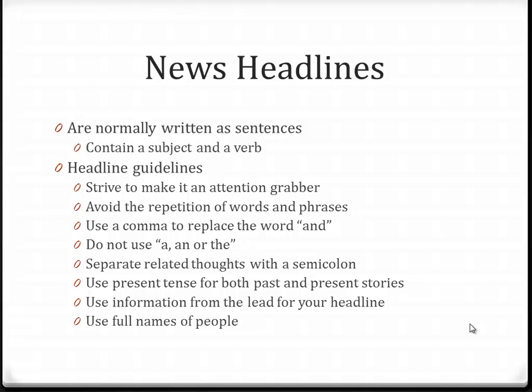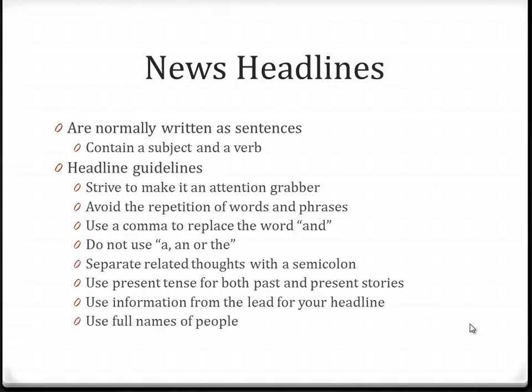You also want to avoid the repetition of words and phrases. You don't want to repeat words in headlines of stories that are on the same page spread or next to each other, and you also don't want to repeat words from the header. So if you're in the senior section of your paper, you don't need to use the word senior in your headlines. Use a comma to replace the word and. You don't have a lot of space in headlines, so it's acceptable to use the comma to replace and, which would not normally be acceptable in writing.